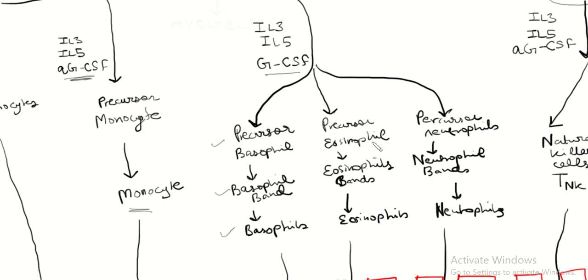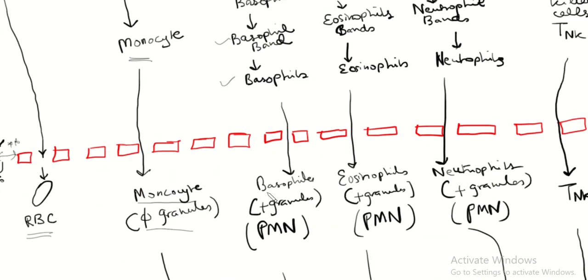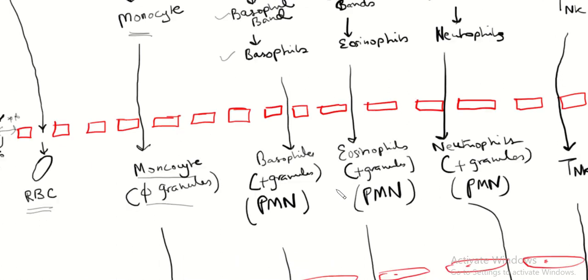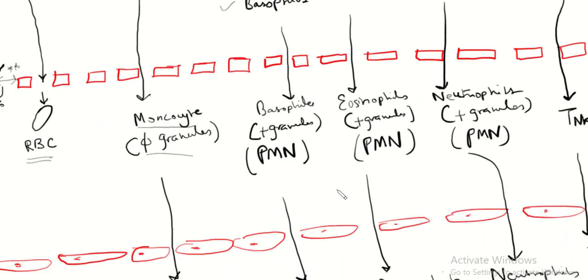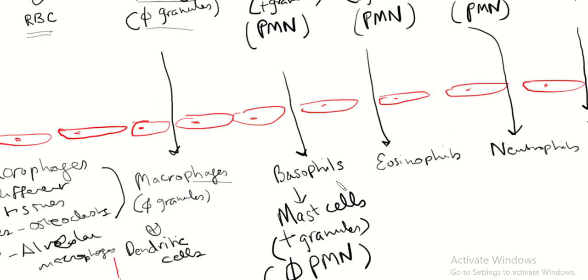Okay? So again, you have the bands. Now they're still immature, but they're getting mature. And then you have basophils, eosinophils, neutrophils. These all have granules in them. And we'll talk a little bit more about these granules. Okay? So again, basophils, eosinophils, neutrophils. Now they are in the bloodstream. So what else is fancy about them? Well, they can actually get into the tissue, basophils, eosinophils, and neutrophils.